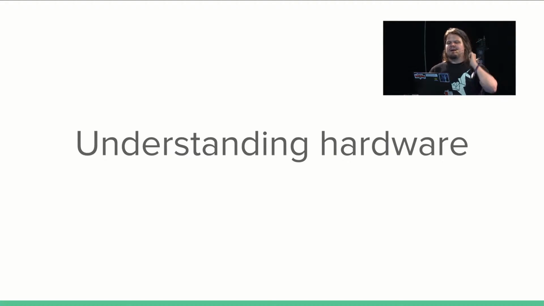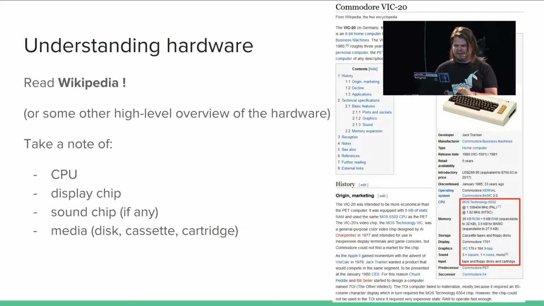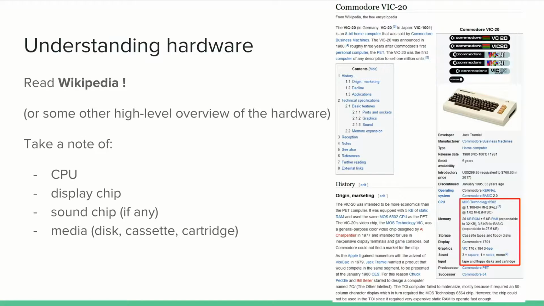So, first part, understanding hardware. You want to make a demo, you want to make a game, you want to do Hello World on your favorite computer, your favorite console. So what do you do first? Well, first you go to Wikipedia. I highly recommend just utilizing the resources on the internet. And usually Wikipedia is where you find this part that I marked in red here. And that's where you find pretty much what you need to get started to understand what the hardware is.